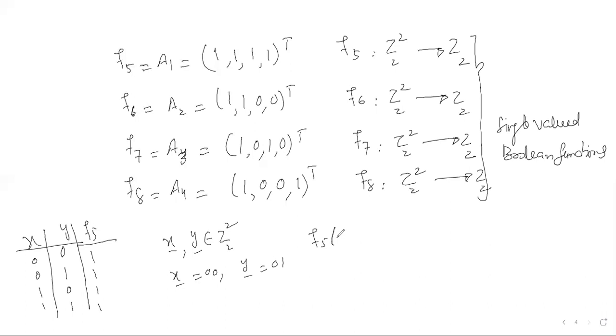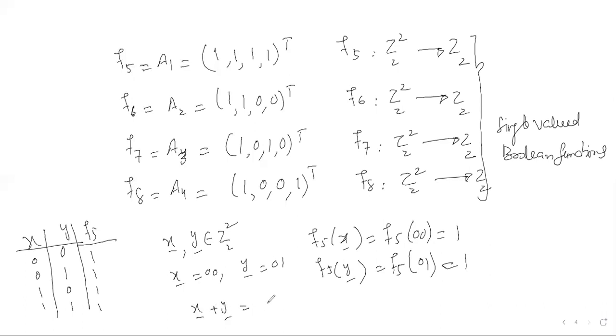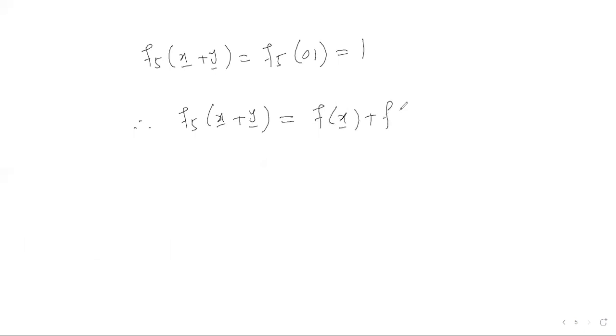If I apply F5 on x, that is F5 of 0, 0, while the input is 0, 0, the output is 1. F5 of y, when the input is 0, 1, the output is again 1. If you add x plus y, you will get 0, 1. So you can apply F5 on x plus y, I mean F5 of 0, 1, and you will get 1. So F5 of x plus y versus F of x plus F of y.